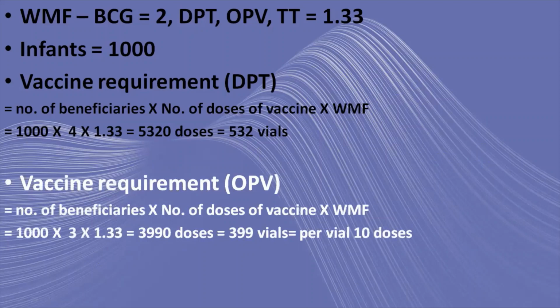Now coming to the OPV, again the number of doses is 3. So put in the number of infants 1,000, number of doses 3, wastage multiplier factor 1.33. So it comes to 3,990 doses, so almost 399 vials are required. So like this, we calculate the vaccination.